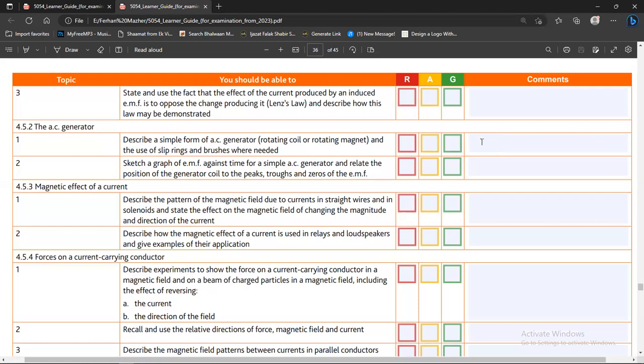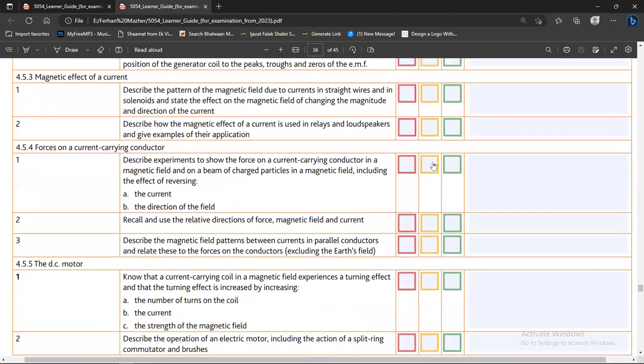Magnetic effect of a current. Describe the pattern of the magnetic field due to currents in a straight wire and in solenoids, and state the effect on the magnetic field of changing the magnitude and direction of the current. Describe how the magnetic effect of a current is used in relays and loudspeakers and give examples of their application.